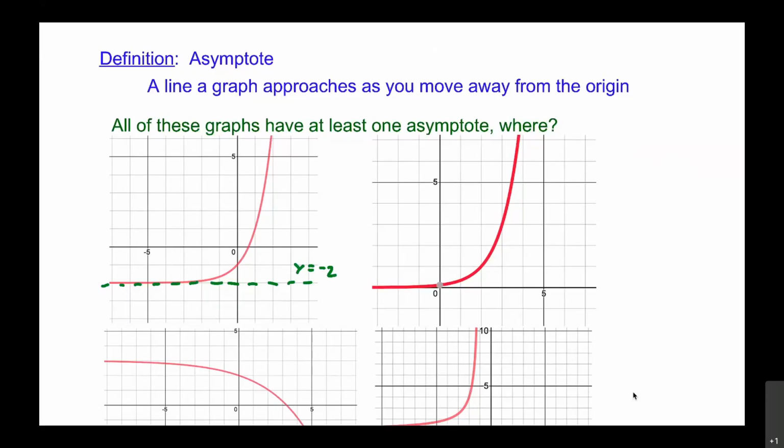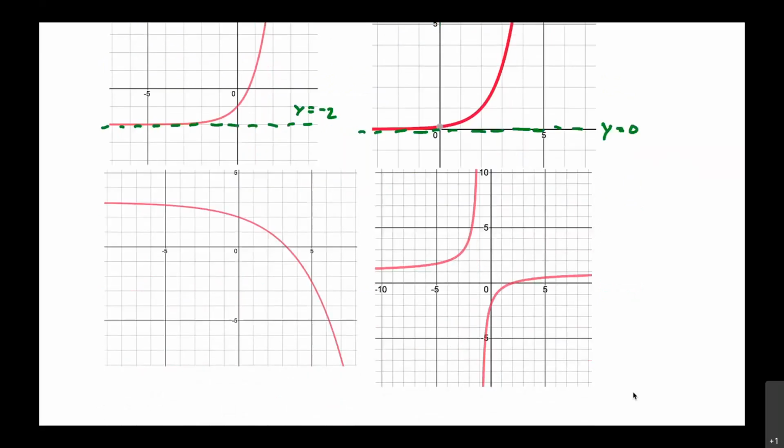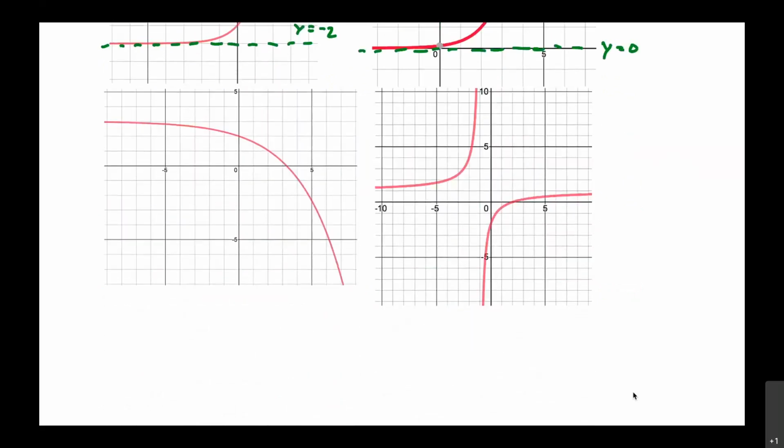Okay. If you take a look at the next one, same idea. The only difference is our asymptote here is at y equals 0. At y equals 0, we have that horizontal asymptote. So basically we took this graph and shifted it up 2 spots. If we take a look at the next one, this is an exponential function that has now been reflected. Therefore, instead of increasing really quickly, it's now decreasing. Okay. So it's a reflection of an exponential function.